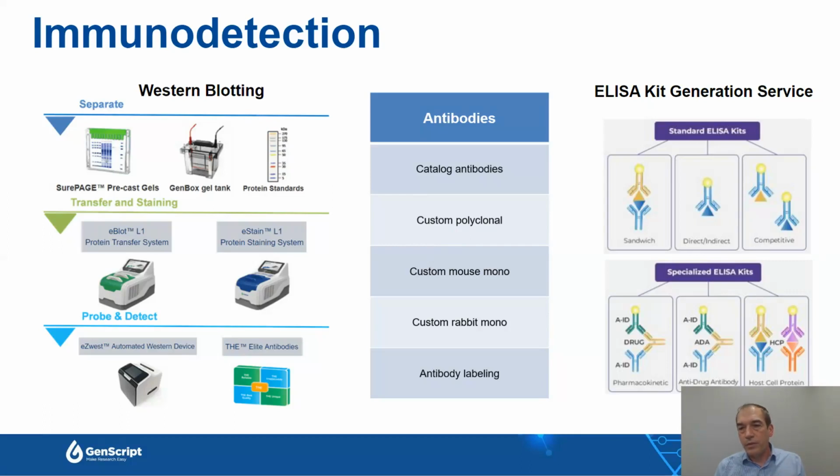In addition to the antibodies, we can do antibody kit development. So we can develop various sandwich ELISAs, competitive ELISAs, and so on. We can develop anti-drug antibody ELISAs. We can develop custom HCP kits for your specific expression system and for your specific expression workflow.